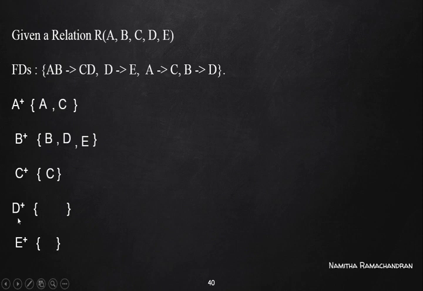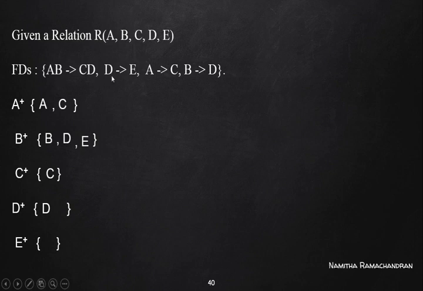Now about the closure of D. Directly, D can be added to this closure set. So now D is present in the resultant closure set. Now check the functional dependencies. Using D alone, can anything be derived?